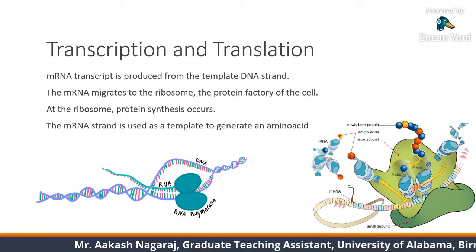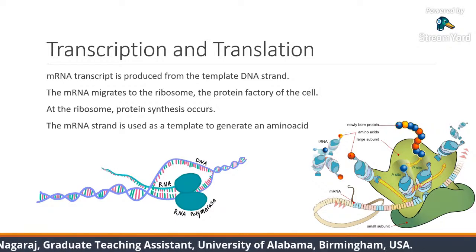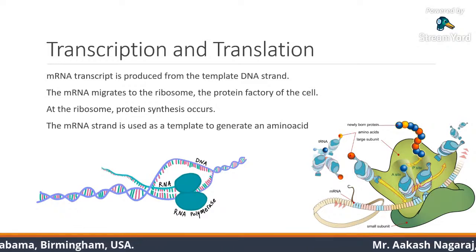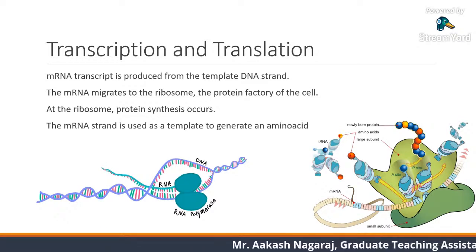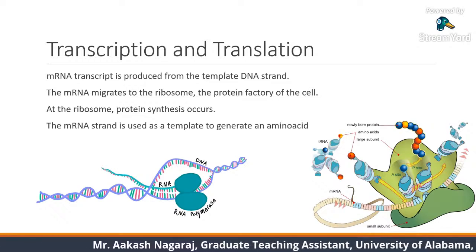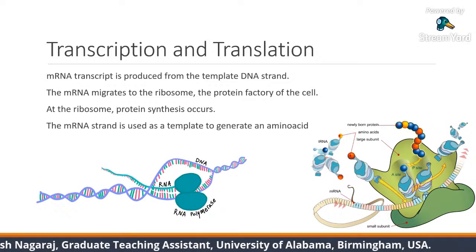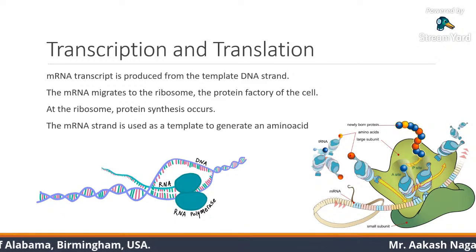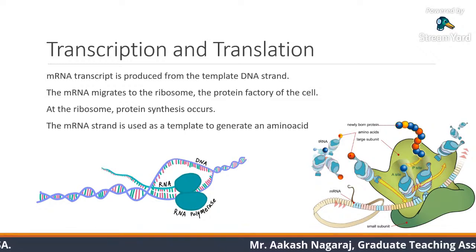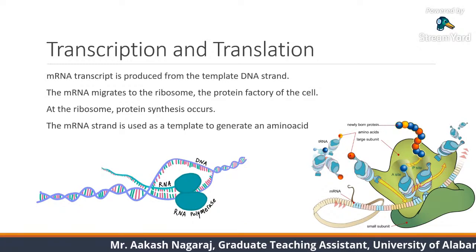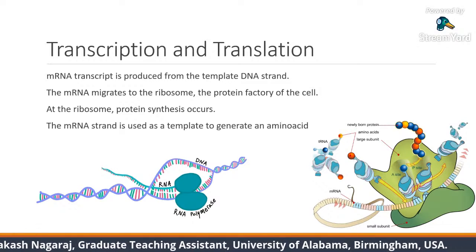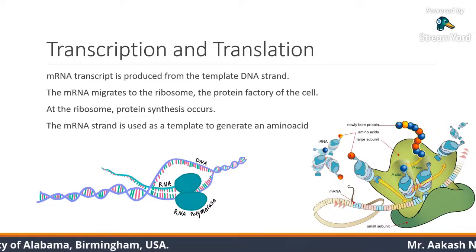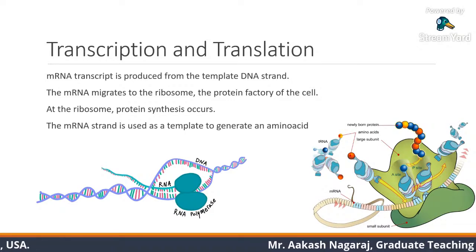So at the ribosome, here's a picture of the ribosome, and here we can see a messenger RNA strand which goes through the ribosome, and based on the sequence of the messenger RNA, a complementary polypeptide chain is assembled, which is made up of amino acids. So that is how proteins are produced, and once the entire messenger RNA is read, one polypeptide chain or a protein is produced.